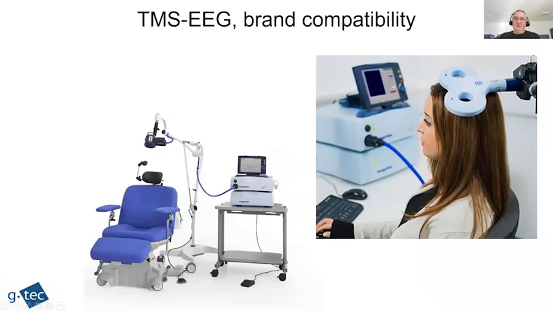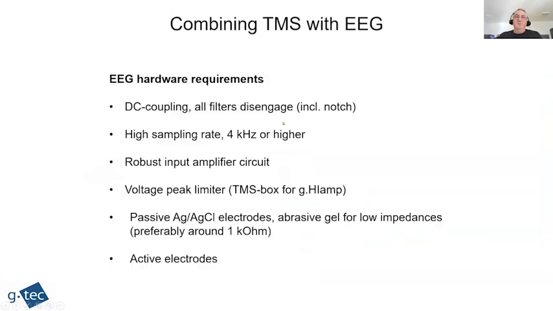And we can use a different brand, so we are compatible with any brand that has trigger input and trigger output. Trigger input is interesting for the closed loop circuit, and trigger output obviously to be able to collect TMS-EEG TEPs. Some of the best known brands are definitely the NeXstim, the MagVenture, MagStim, and so on. So what are the requirements for the EEG hardware when we want to record these experiments?